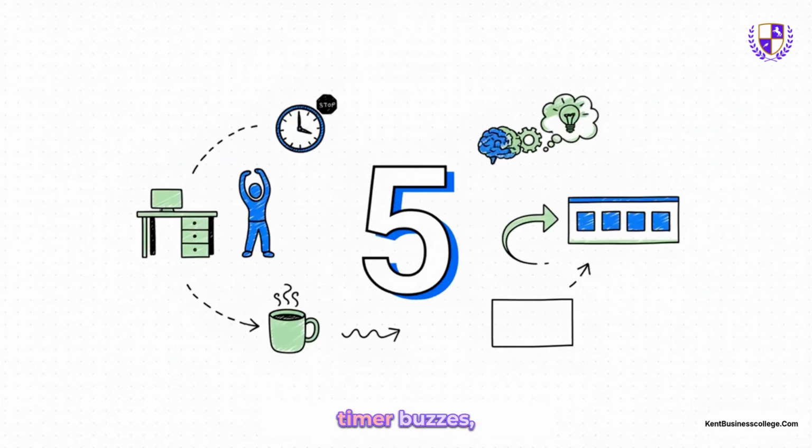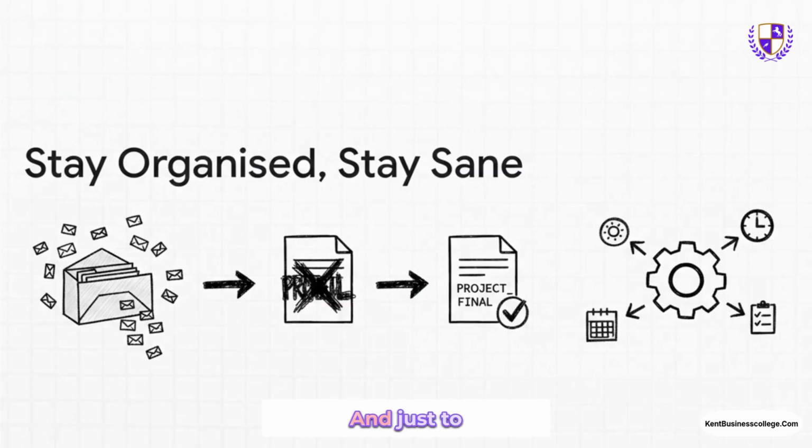And when that timer buzzes, you stop. I mean it, down tools. You take a proper 5-minute break. This isn't cheating. This is actually the secret sauce. It lets your brain reset and get ready for the next burst of focus. It's brilliant.